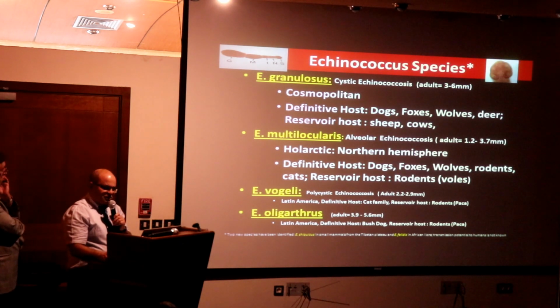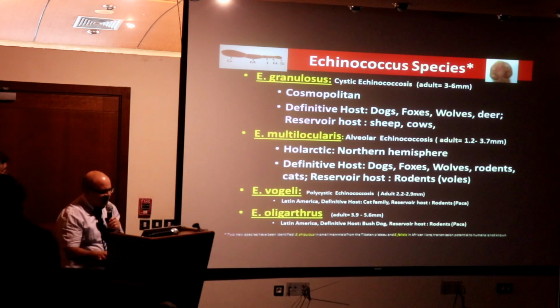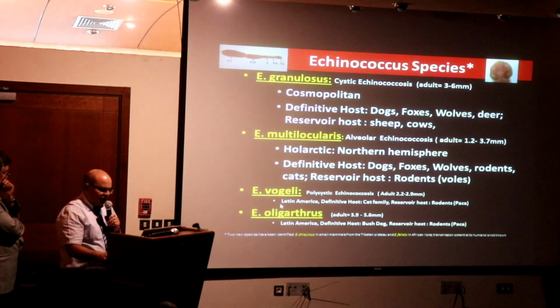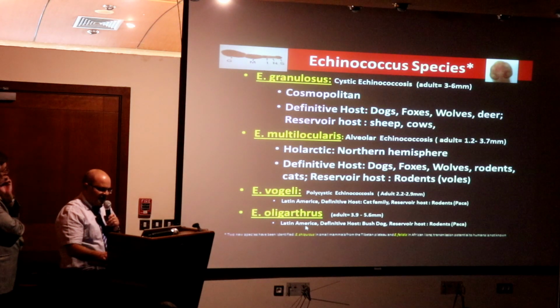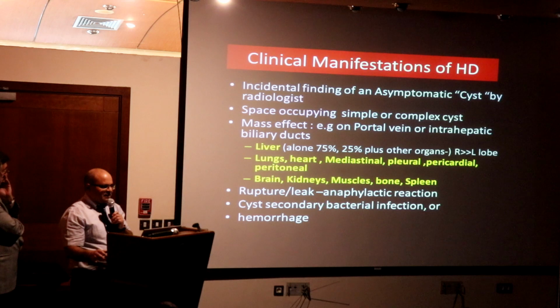There are 6 species. 4 most commonly. Echinococcus granulosus is the most common, causing cystic echinococcosis, the subject of tonight's talk. E. multilocularis causes alveolar echinococcosis. E. vogeli and E. oligarthus are more in Latin America, and there are 2 recently described other species, just for our knowledge. How does it present clinically?